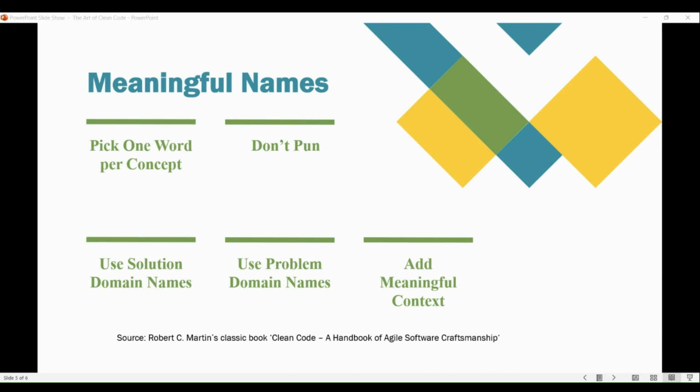Next point is use solution domain names. Remember that the people who read your code will be programmers. So you can easily use computer science terms, algorithm names, pattern names, math terms, and so on. Do not try to draw every name from the problem domain. But at the same time, he says to use problem domain names. Separating solution and problem domain concepts is part of the job of a good programmer and designer.